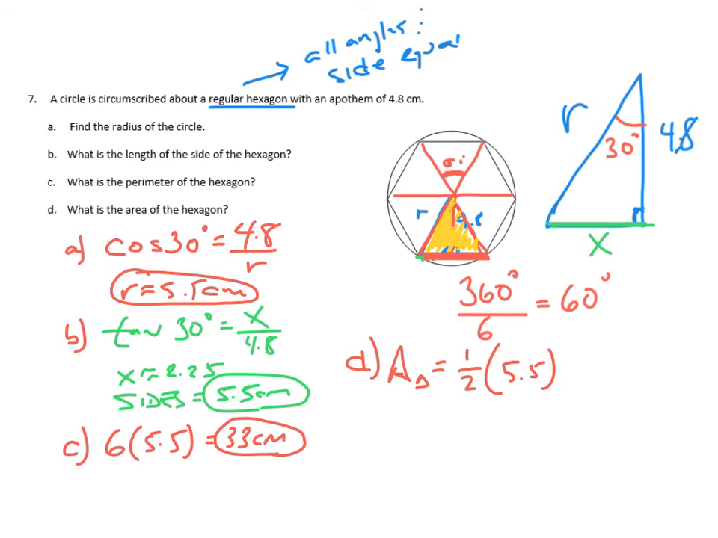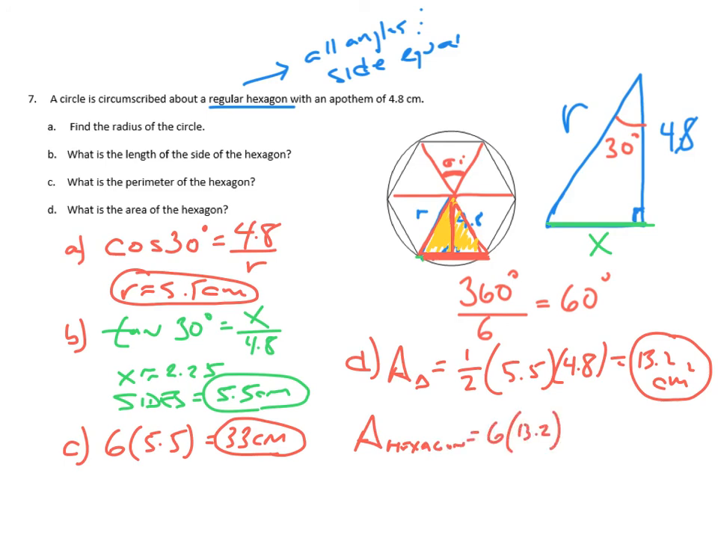Times the height of the triangle. What was the height of the triangle? Oh, right, that was the apothem. That's 4.8. And I get about 13.2 square centimeters for the area of one triangle. But the area of the hexagon is going to be 6 times that, because there's 6 congruent triangles. And so in the end, I get about 79.2 square centimeters.